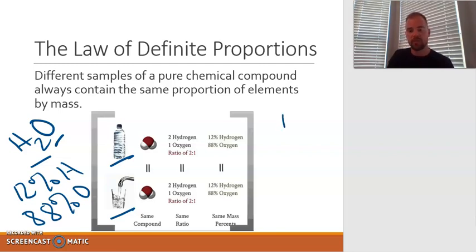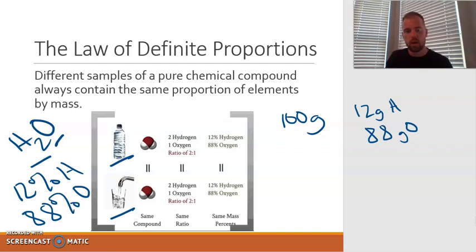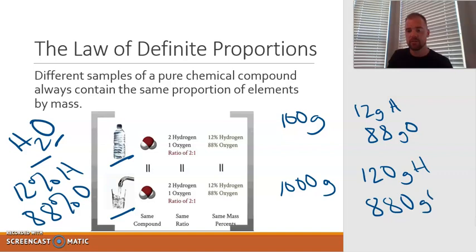So, for example, if I had 100 grams of pure water, I could confidently say that 12 grams of it is hydrogen and 88 grams of it is oxygen because of the percentages. What if I had 1,000 grams of water? Same thing, I'd apply the percentages. I could know that 120 grams of it then is hydrogen and 880 grams of it is oxygen. So that's pretty powerful, and we'll see that later in the course.